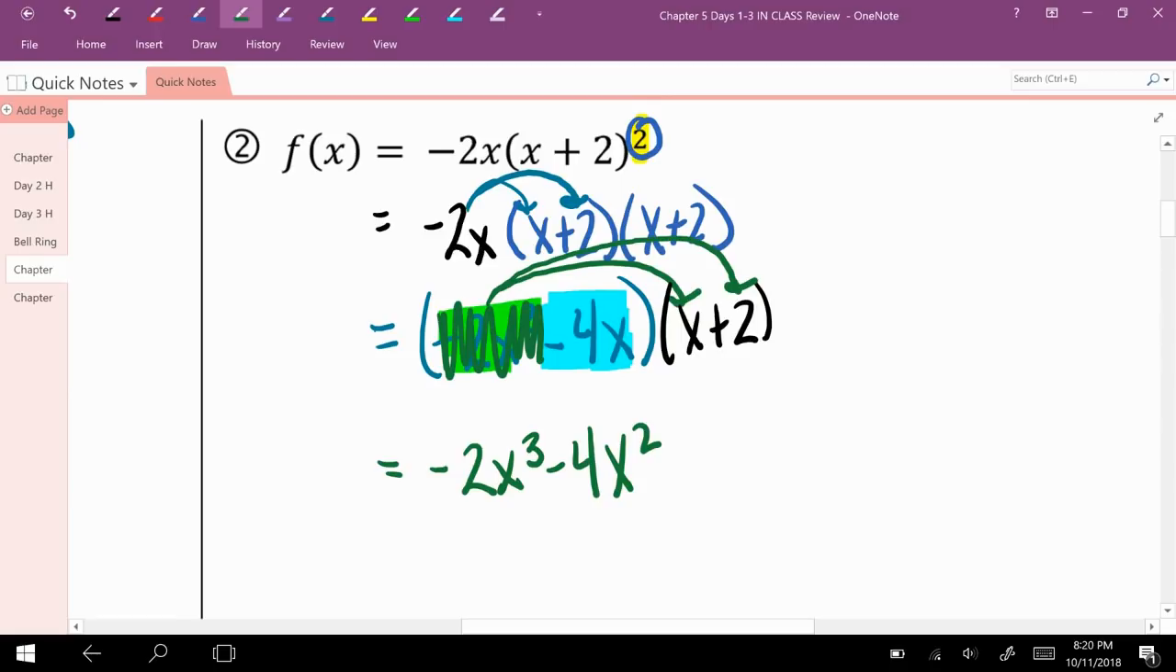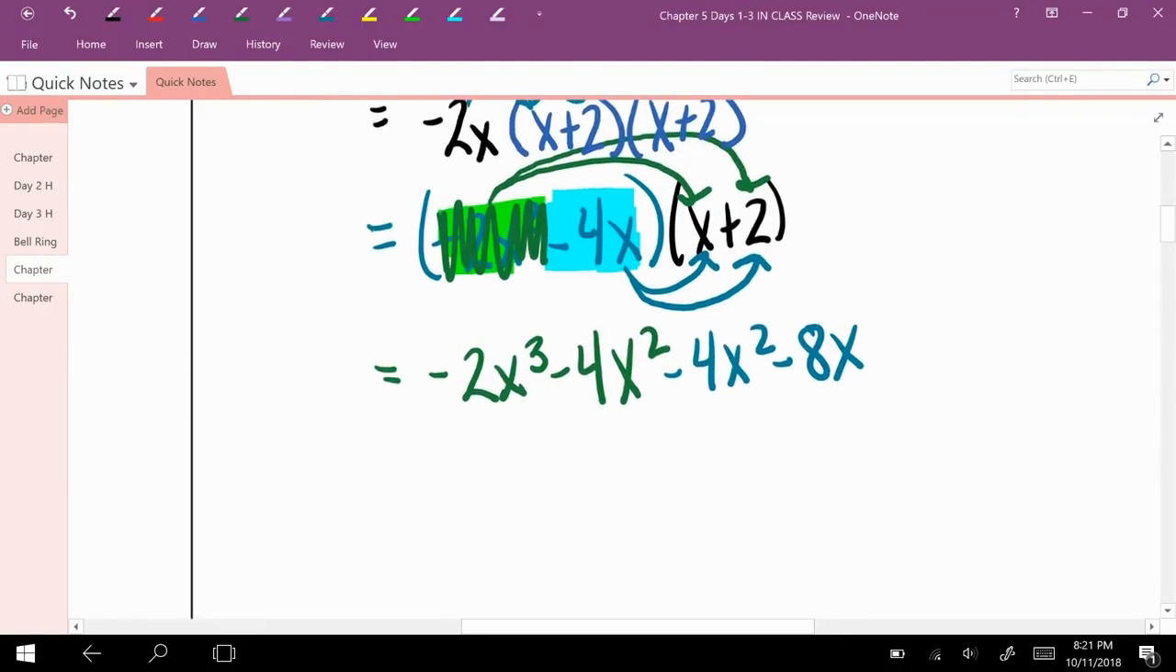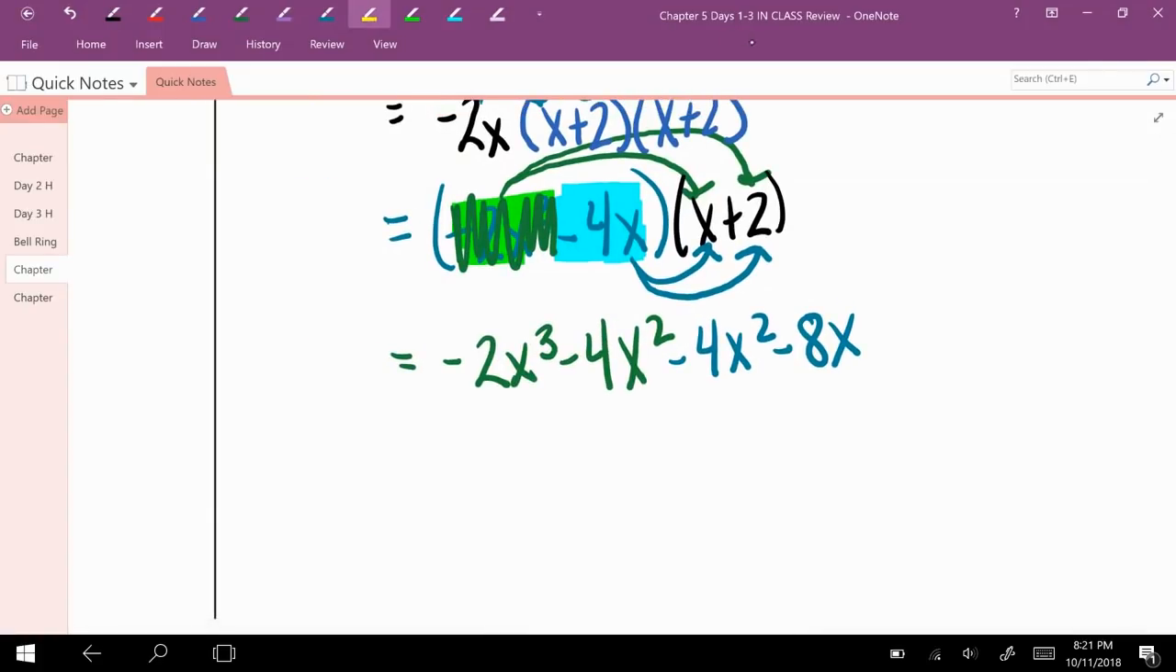Now I'm just going to go ahead and do the blue piece. So I have negative 4x times x. So negative 4x times x gets me negative 4x squared. And then one last one, negative 4x times a positive 2 gets me negative 8x. Now remember, when you're distributing, it's always going to be multiplication. Now we have to combine like terms.